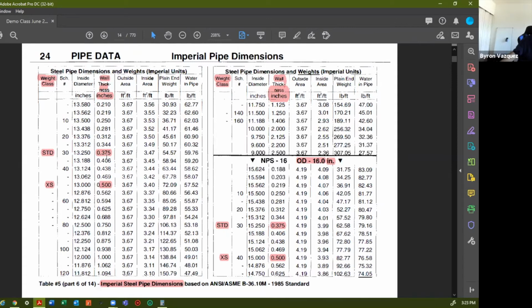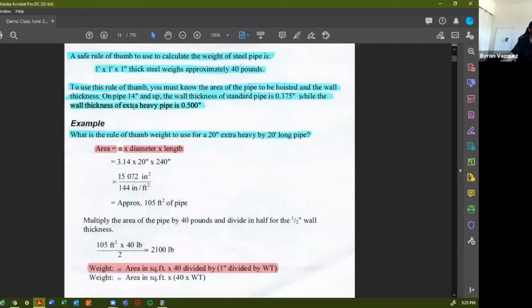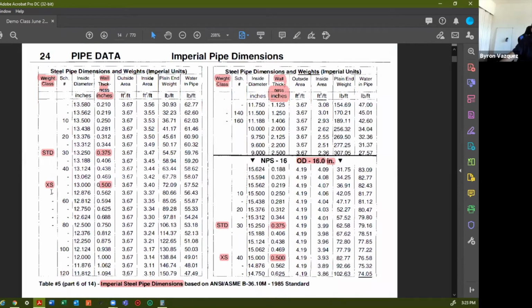Standard is in fact 0.375. Extra strong is interchangeable with extra heavy. So if you look here, extra heavy pipe is exactly extra strong pipe. Same with double extra heavy. Double extra heavy is exactly double extra strong. They're used interchangeably. So 14 inches, extra strong or extra heavy, has a wall thickness of 0.5.